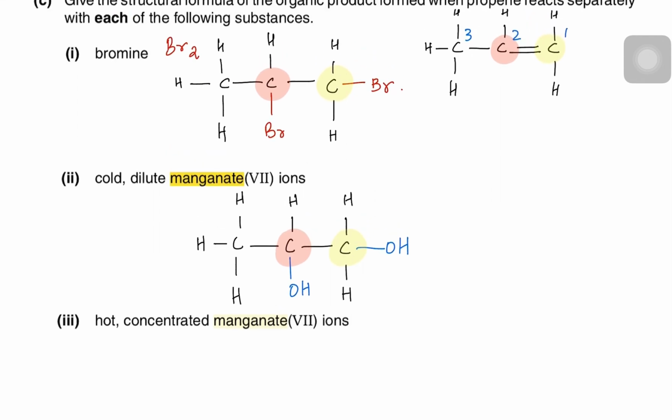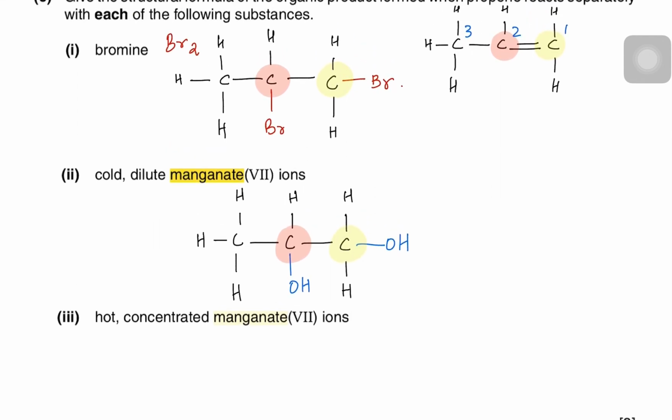For the reaction with hot concentrated manganate, we have to break the carbon-carbon bonds, both the double bond, including sigma and pi both. So you split the molecule like this. The portion on the right is literally one carbon, so you will get carbon dioxide. So the first product is carbon dioxide.